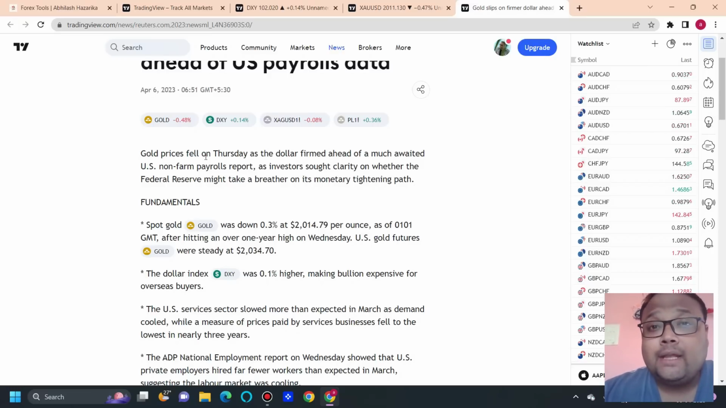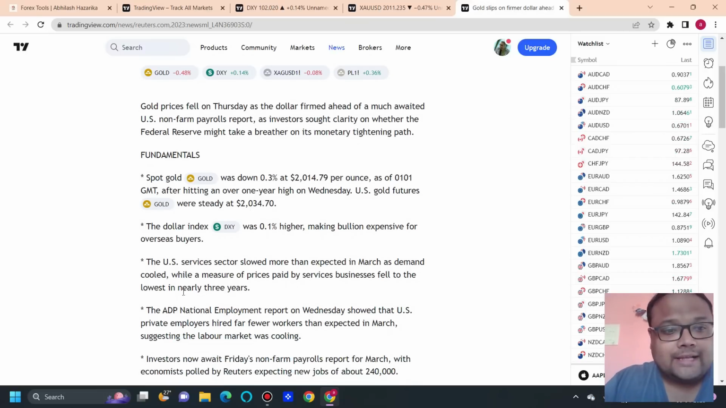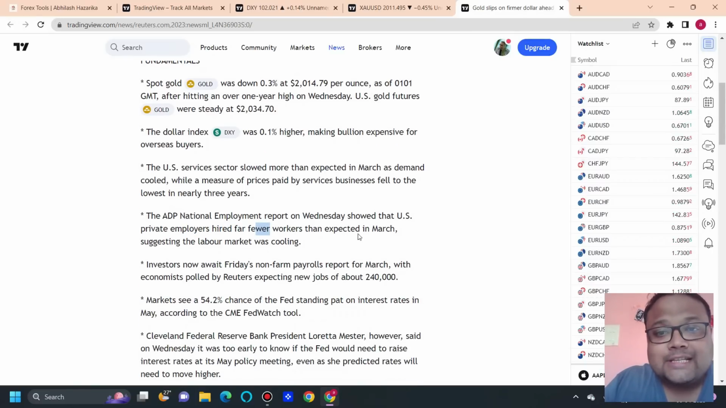So the market is waiting for NFP data because this NFP data is very crucial, as it will also decide the next interest rate hike by the Fed. And you can see here the ADP National Employment Report on Wednesday showed that US private employers hired far fewer workers than expected in March, suggesting the labor market was cooling. So this is the market situation.